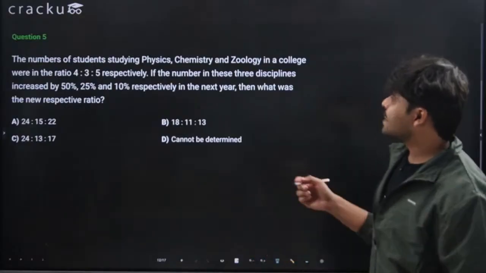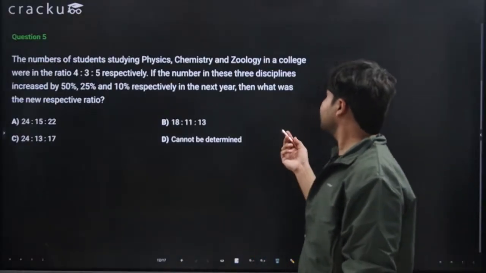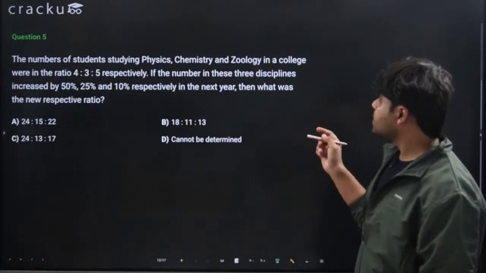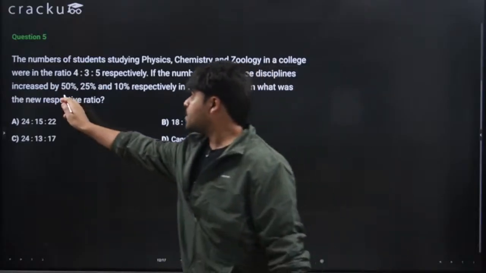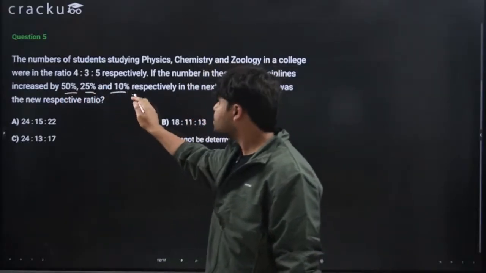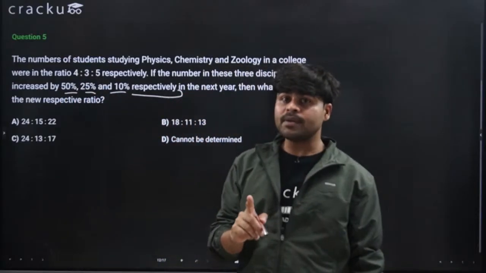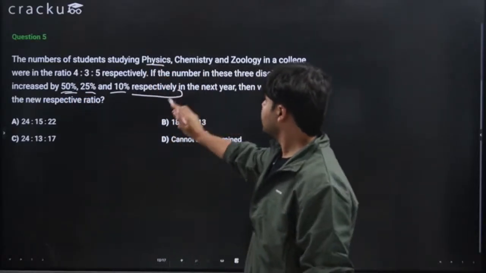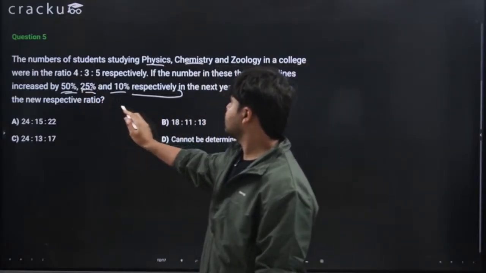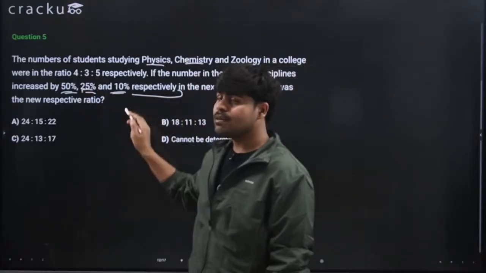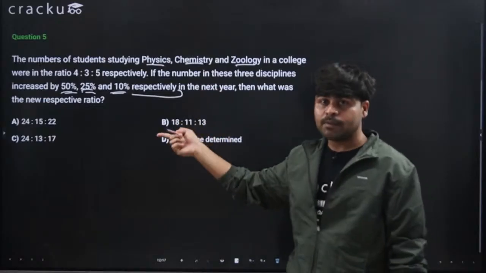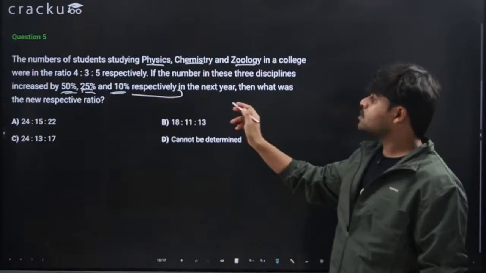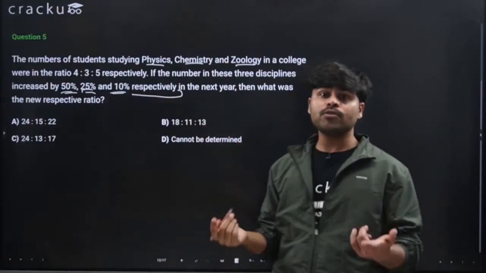The number of students studying physics, chemistry and zoology in a college were in the ratio 4:3:5. If the number in these three disciplines increased by 50%, 25% and 10% respectively. What does respectively mean? Respectively means that physics increased by 50%, chemistry increased by 25% and zoology increased by 10%. In the next year, the numbers are increased like this. Then what were the new respective ratios? We need to find the new ratio.